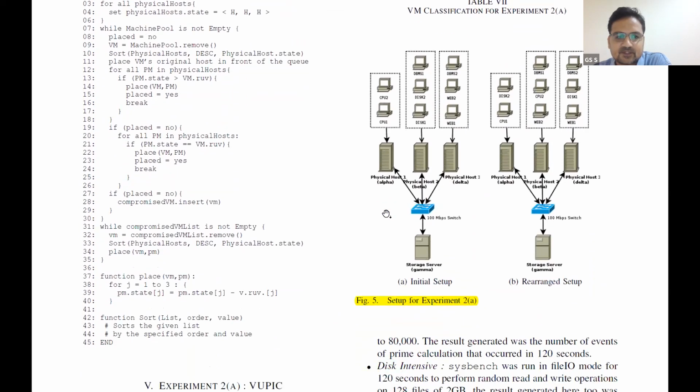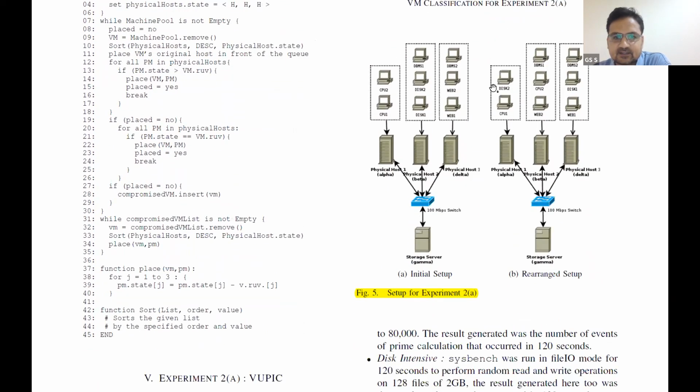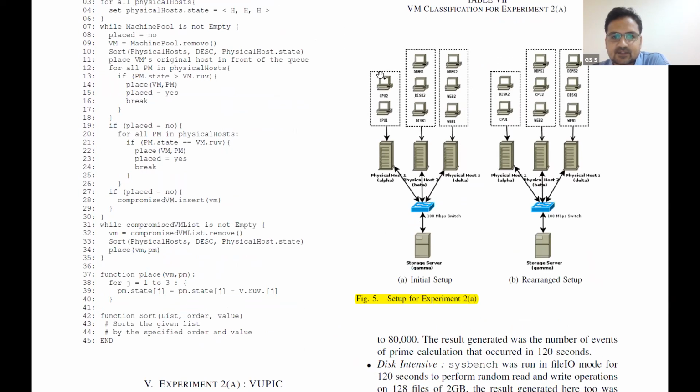Yeah. So this is the algorithm. These are the kind of applications we are running in the experiment. Their vectors are calculated. This was the initial setup. CPU intensive were running together, database and disk intensive were running together, database and 2 web servers were running together. Now we have rearranged it. CPU 1 has come with disk 2, web 2, CPU 2, DBMS 1, DBMS 2, disk 1, and web 1. They are running together.